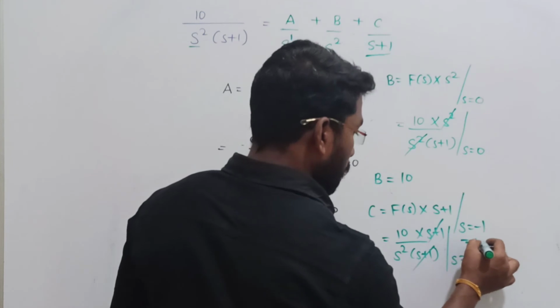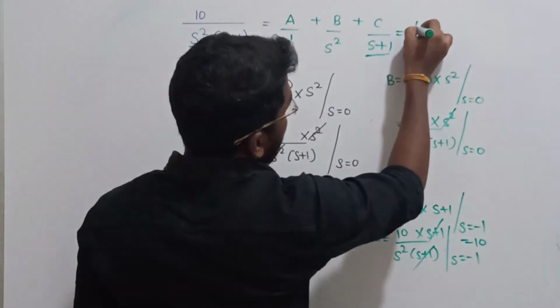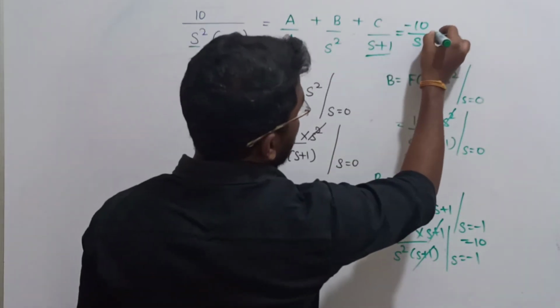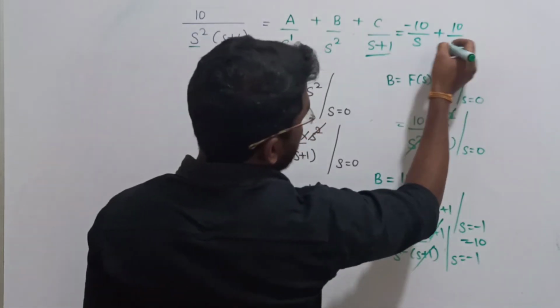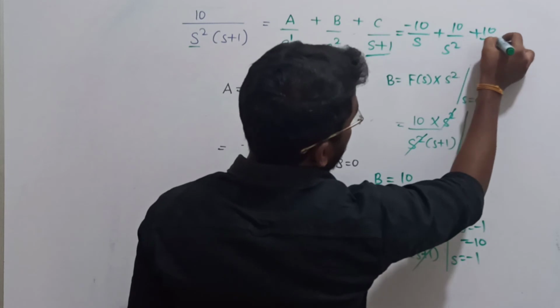So which is equal to plus 10 only. After finding the value of ABC, getting back a value is minus 10. A value is minus 10 by s, plus b value is how much? Plus 10 by s square, and c value is how much? C value is plus 10. So plus 10 by s plus 1.